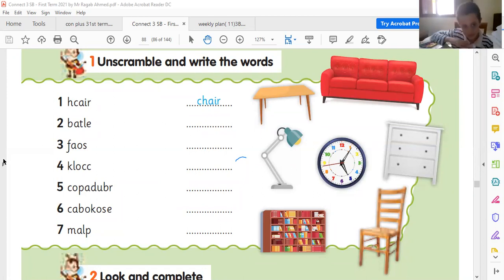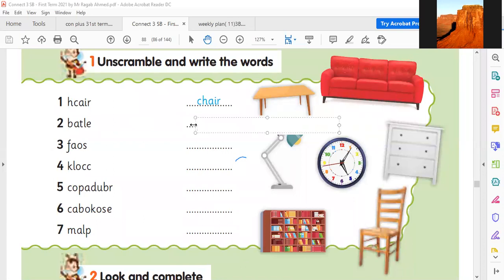Okay. Number 1, chair. Number 2, table. What are the letters? T-A-B-L-E. Thank you, that's right. Excellent. Page 72.